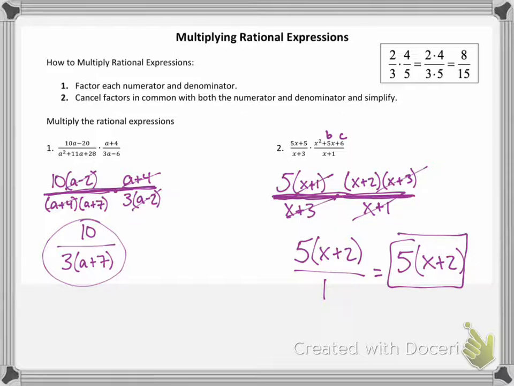Now you'll notice in both of these problems, could I have distributed the 3 into the first one and the 5 into the second one? Sure, but again, it's an extra step that I don't need you to take. You can leave these answers as they are, broken apart.